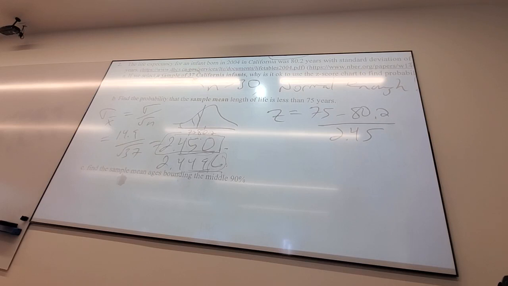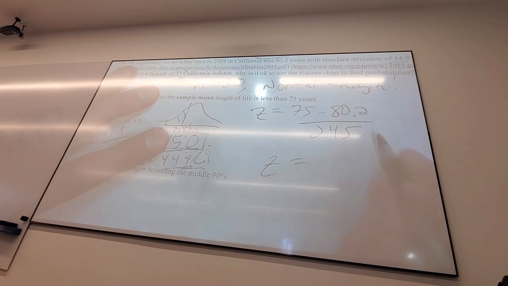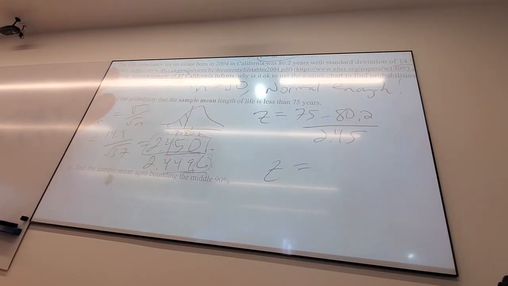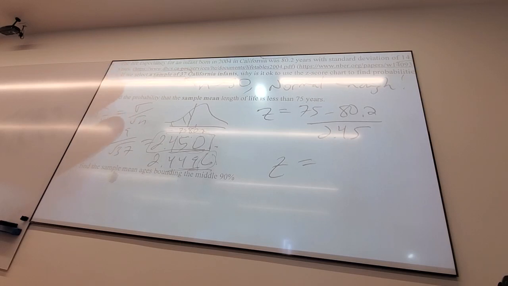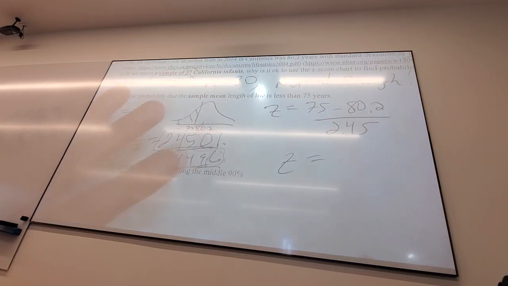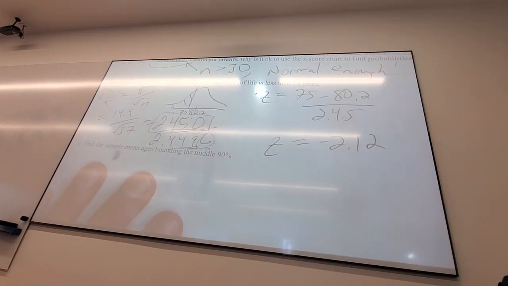Very strange problem we're doing. When is this kid going to die? So then, what do you get for the z-score there? It's about negative 2, like negative 2.02. Oh, 2.12, okay. I'm trying to do this in my head, so I'm giving myself plenty of leeway there.